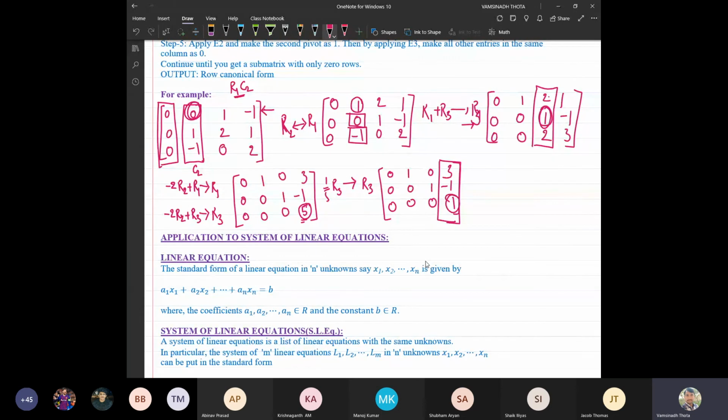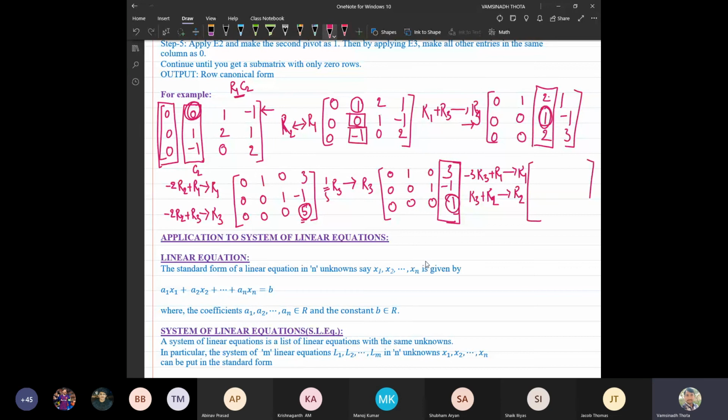There are no rows below the pivot element. There are only rows above the pivot element. So we should make these two entries 3 and 1 also 0. Then what are the elementary operations we should do? -3 times R3 plus R1 replaces R1, and R3 plus R2 replaces R2. So what is the final matrix you will get?